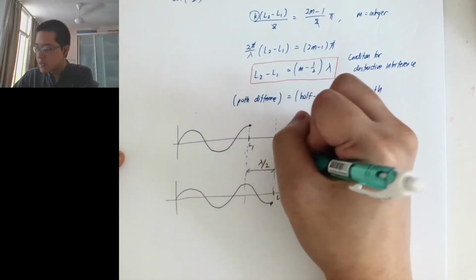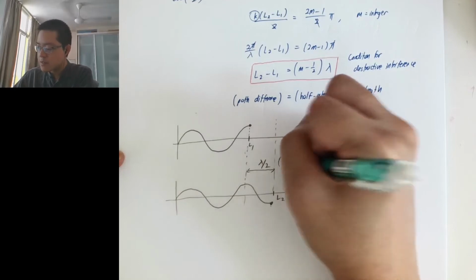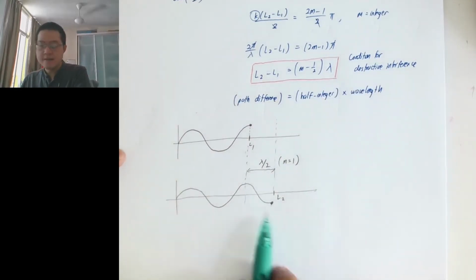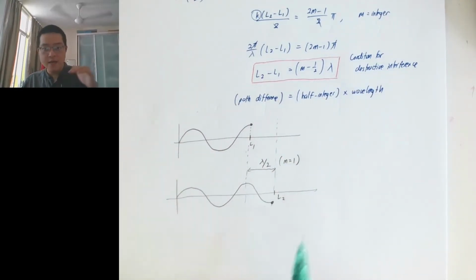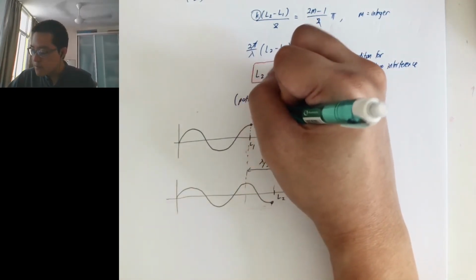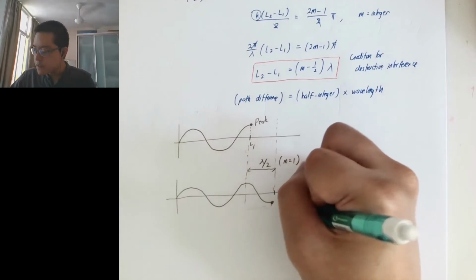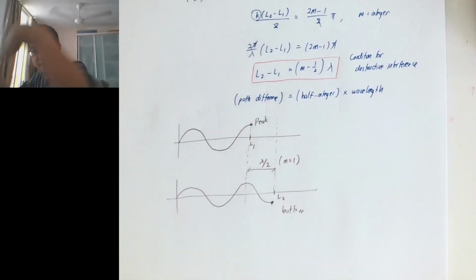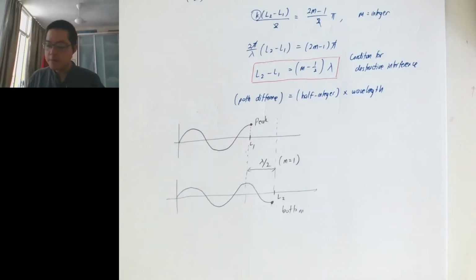So that means I'm considering the case where m is equal to 1. If it's half a wavelength, this is the situation where I get destructive interference, because over here I have a peak, and over here I have a bottom. If I take these two waves and interfere them, the peak and bottom cancel each other out. This is how you get 0. So this is destructive interference.